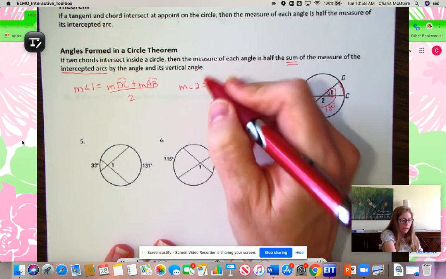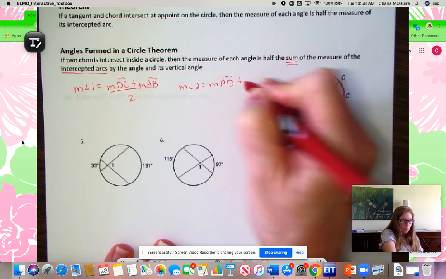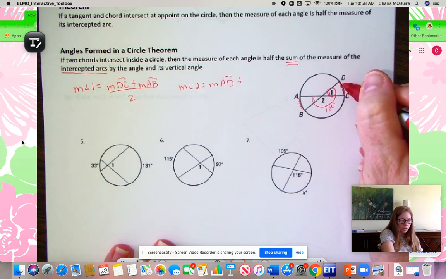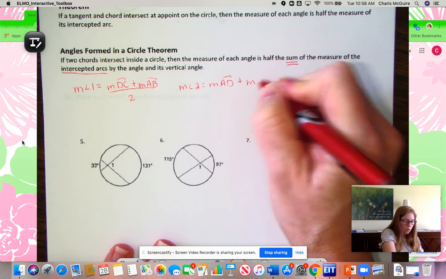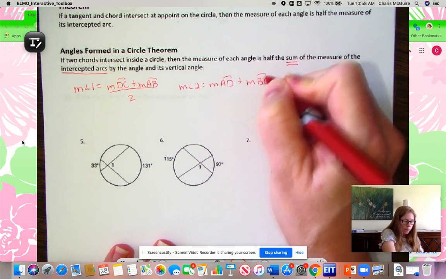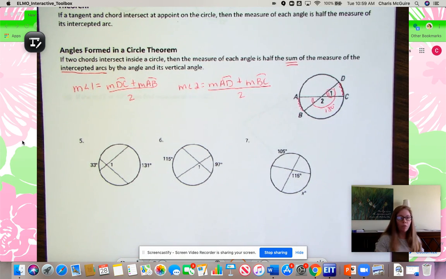We could do the measure of arc AD, right? That would be its vertical angle plus its intercepted arc itself, the measure of arc BC, and then add them up and divide by 2. So that's the simple formula. I'm going to let you go ahead and try that out on number 5.